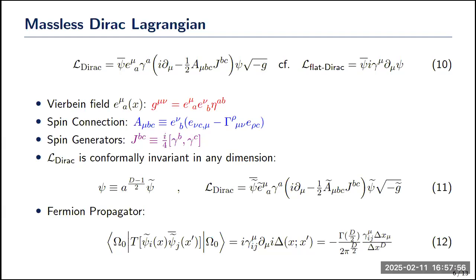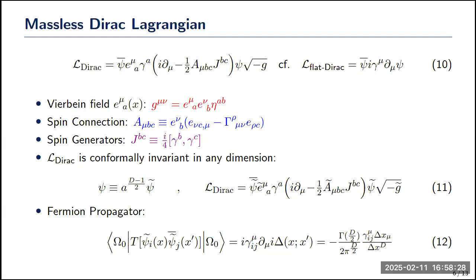Doing that requires the use of three things. One is the vierbein field, which based on this definition here, takes two of them plus the Minkowski metric to get you back to the full metric. So you can think of it as a metric square root. We need the spin connection in order to make that derivative both spin and metric compatible. And the spin generators here are just commutators of gamma matrices. Okay, so those three guys combine in exactly this way to give us the covariant derivative that we need.